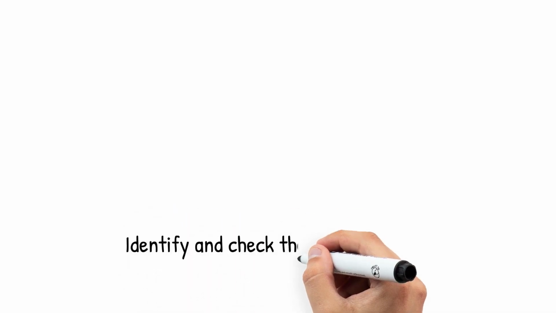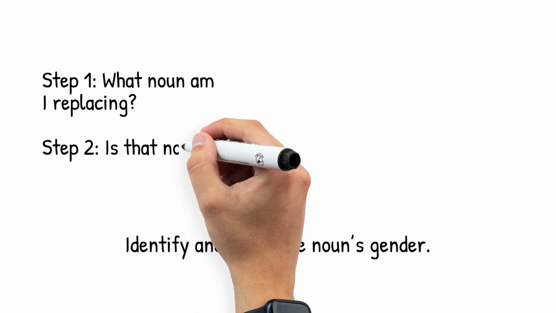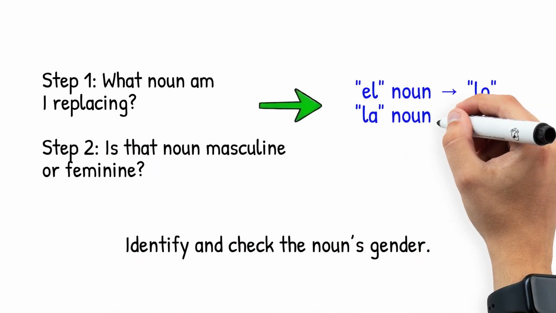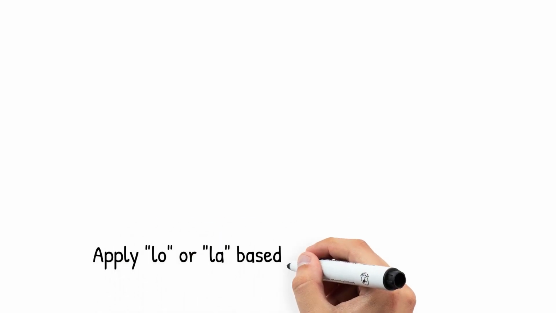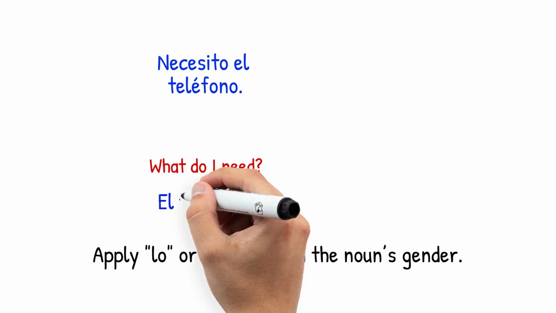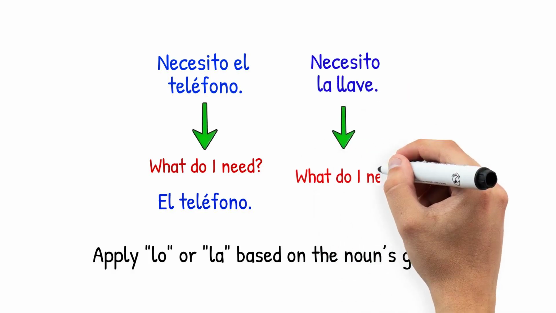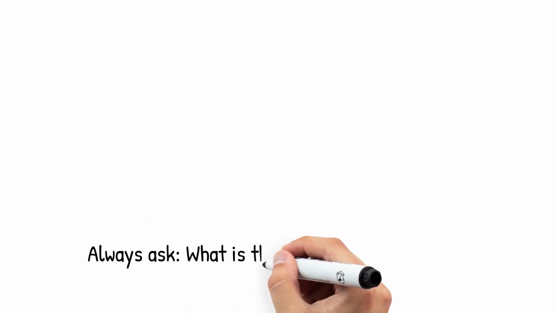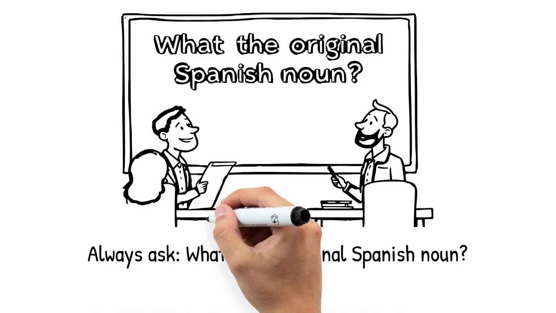Step 1. What noun am I replacing? Step 2. Is that noun masculine or feminine? Then choose. El noun, lo. La noun, la. For example, necesito el teléfono. What do I need? El teléfono. So, lo necesito. But necesito la llave. What do I need? La llave. So, la necesito. That one question makes lo and la much easier. What is the original Spanish noun?